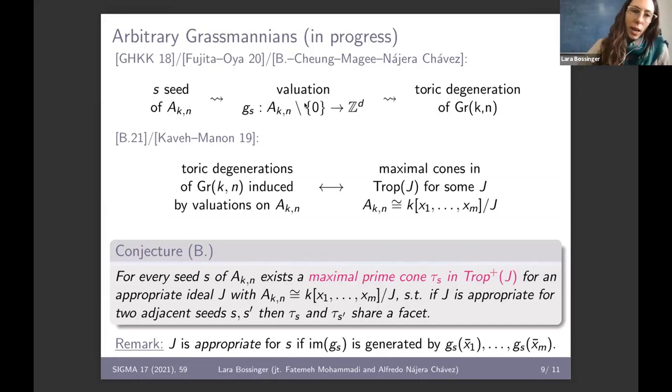And then you can map any element of the algebra to the minimal G vector of the theta functions appearing in its linear expression in the theta basis. So D was the dimension of the cone on the Grassmannian? Yes, so the number of mutable and frozen cluster elements.